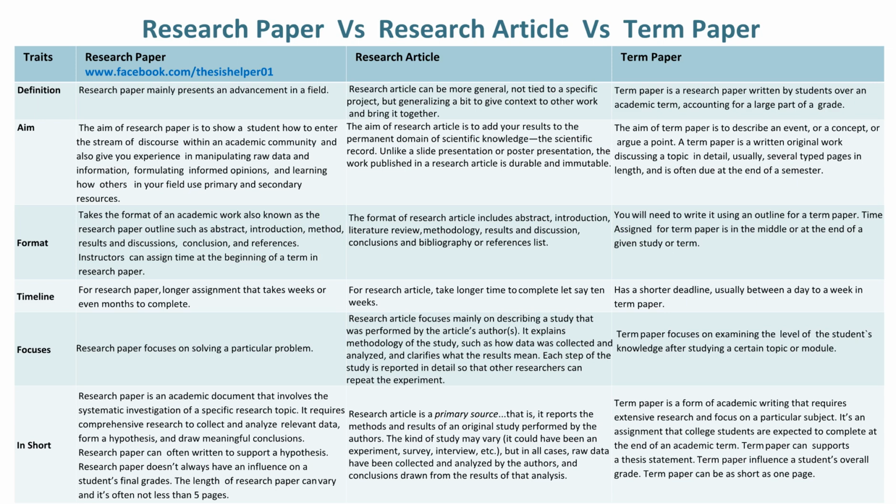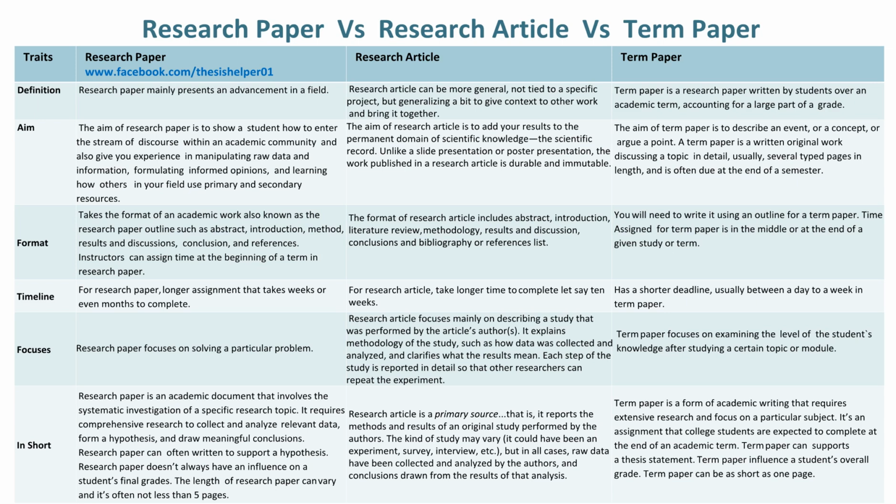Whereas, research article is a primary source, that is, it reports the methods and results of an original study performed by the authors. The kind of study may vary, it could have been an experiment, survey, interview, etc. But in all cases, raw data have been collected and analyzed by the authors, and conclusions drawn from the results of that analysis.